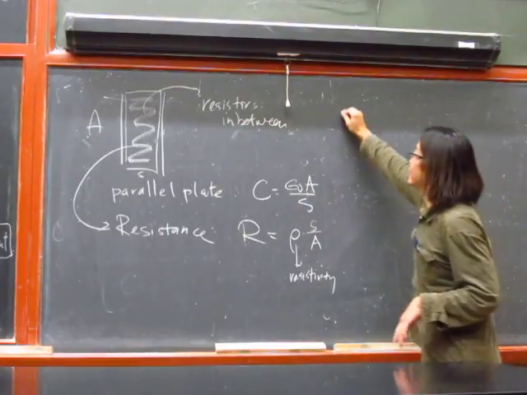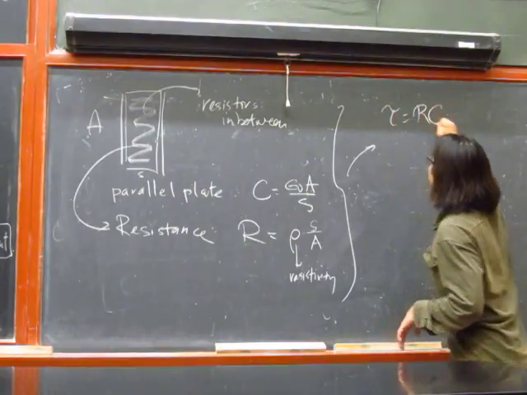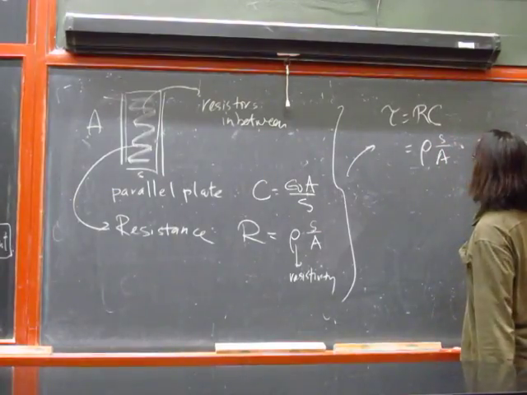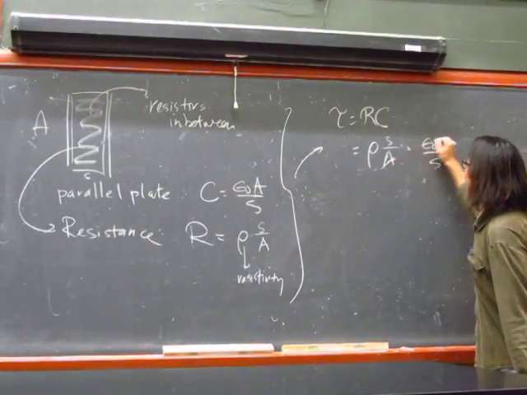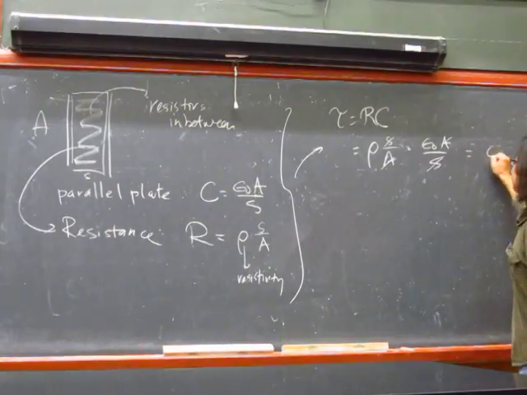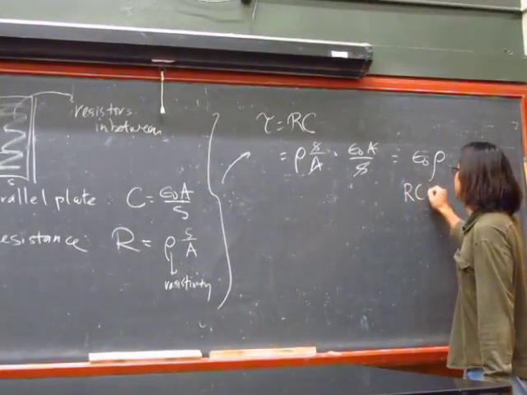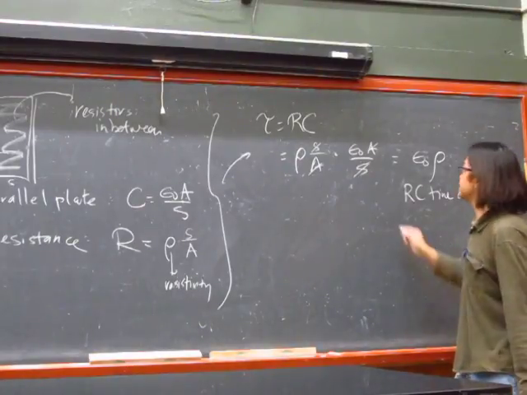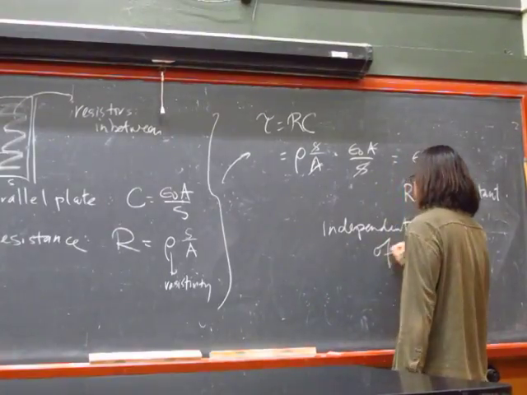Right? So in this case, you'll see that tau, the RC time constant, becomes just rho S over A times epsilon naught A over S. So the A cancels, the S cancels. And then what you're left with is epsilon naught rho. Okay, this is the RC time constant. So as you realize, this is independent of size and shape.